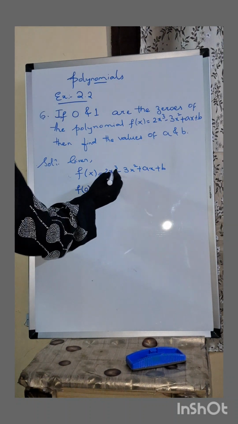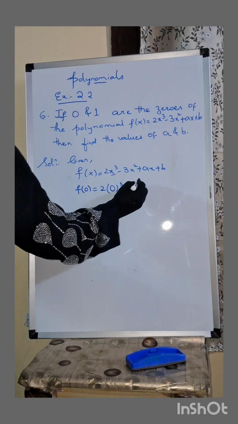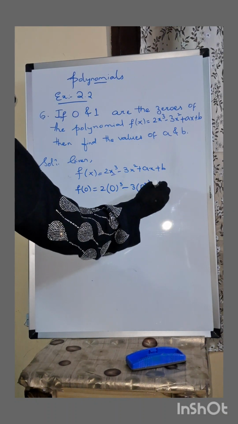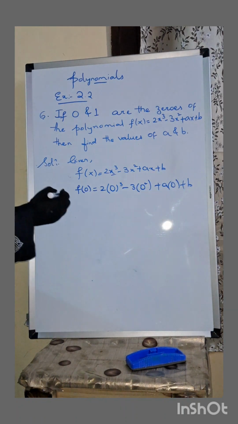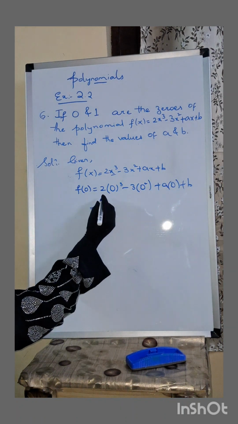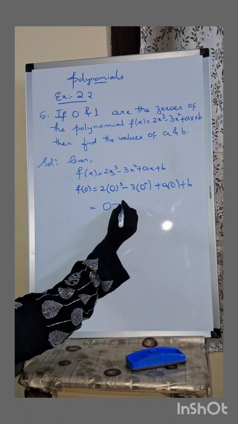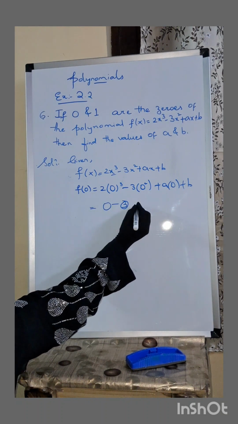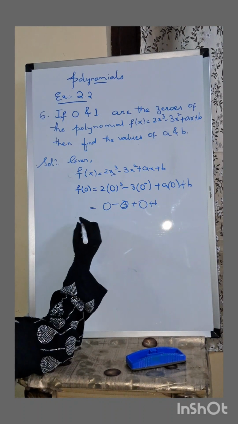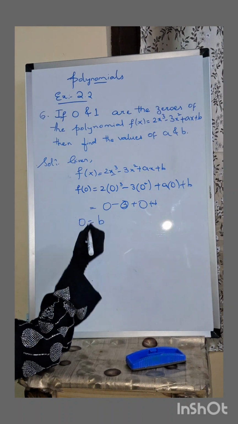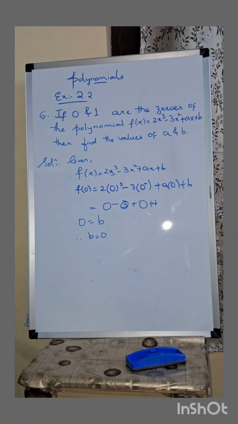So in the place of x we will substitute 0: 0 cube minus 3 into 0 square plus a into 0 plus b, right? So 0 cube is 0, and something multiplied with 0 is always 0. So 3 into 0 is 0 again, plus a into 0 is 0, plus b. So f of 0 is equal to what? b. So therefore b is equal to 0. Now we got the value of b.